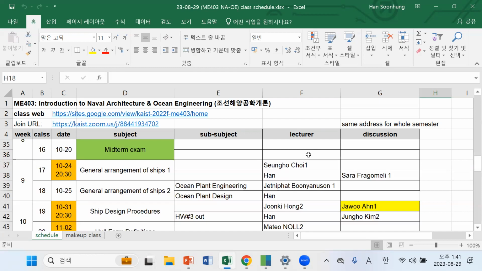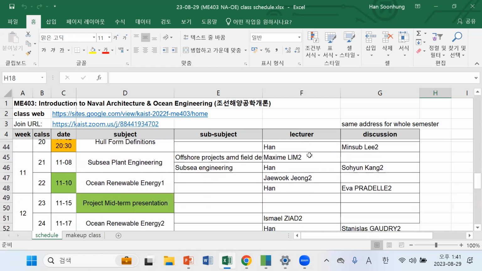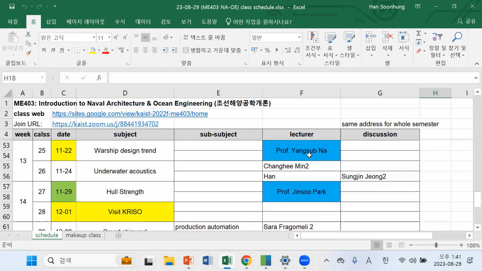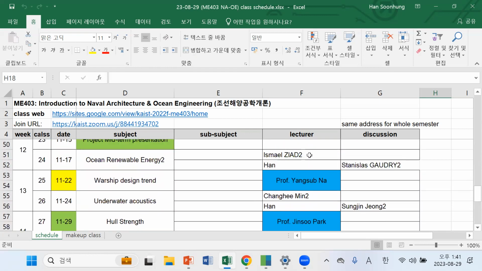Sometimes, but because of the Zoom, I prefer to use Zoom rather than doing evening class, but depending on my schedule. And also I'll try to invite some specialists as guest lecturers.